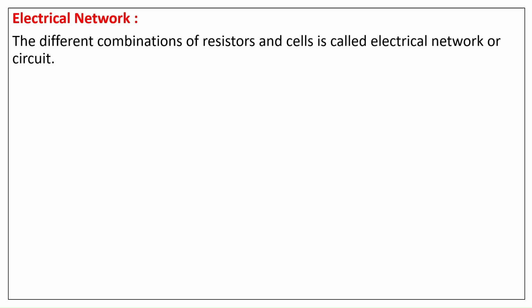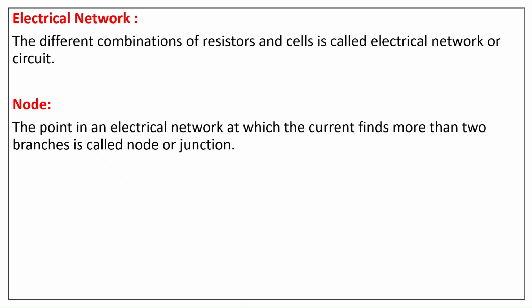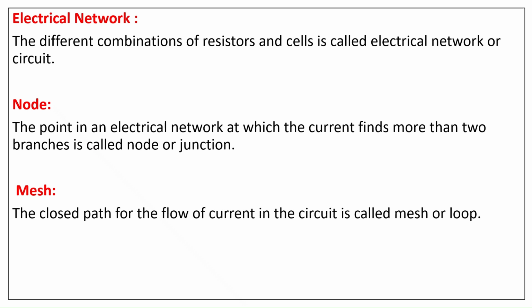Let's look at some definitions. 1. Electrical network. The different combinations of resistors and cells is called electrical network or circuit. 2. Node. The point in an electrical network at which the current divides into more than two branches is called node or junction. 3. Mesh. The closed path for the flow of current in the circuit is called mesh or loop.